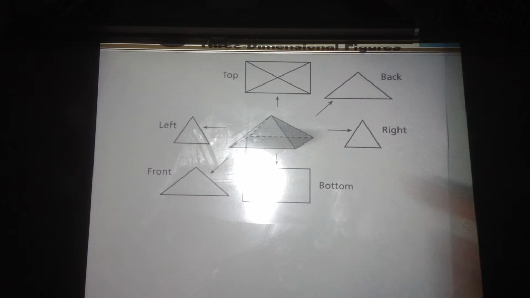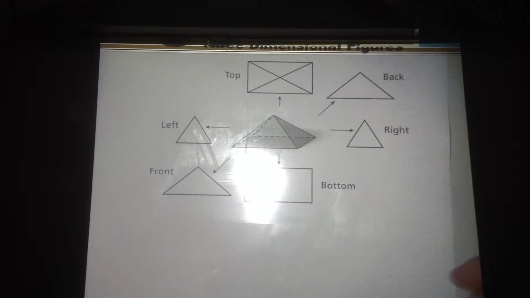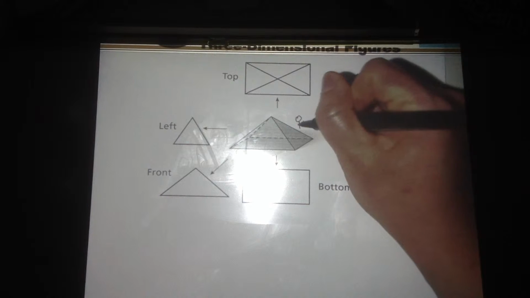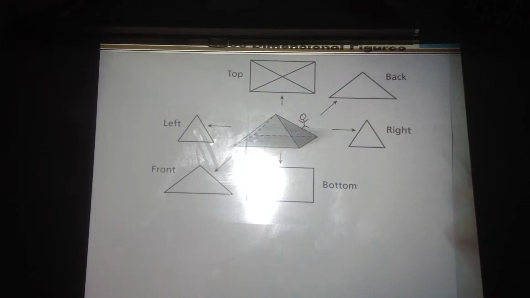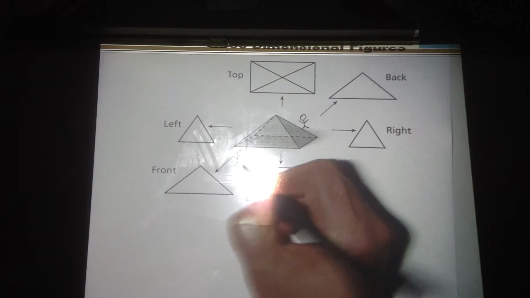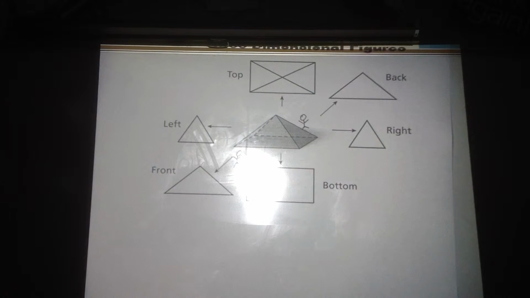If, on the other hand, I stood behind this figure, so I moved myself back here, I'm standing here looking at the pyramid from this side, or you'll notice if I was standing in the front and I was looking at the pyramid this direction, it's going to look the same. I'm going to have 2 triangles that represent the front and the back of this pyramid.